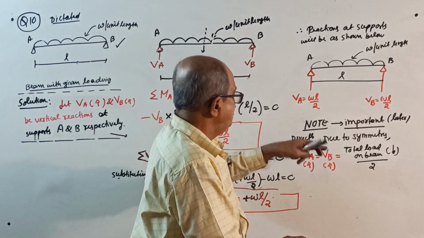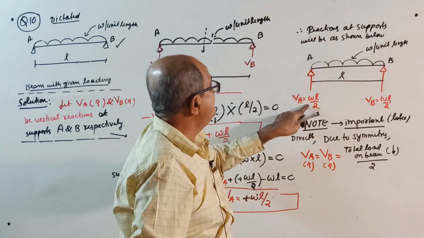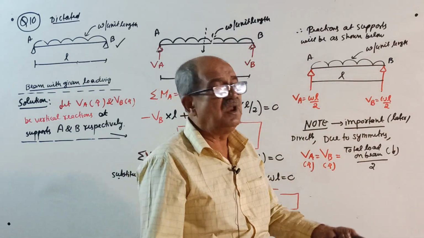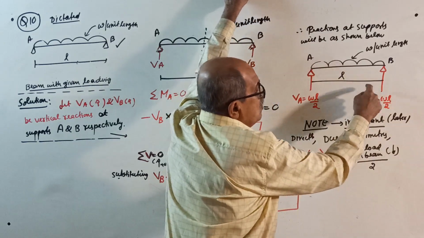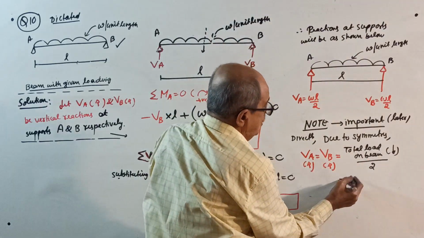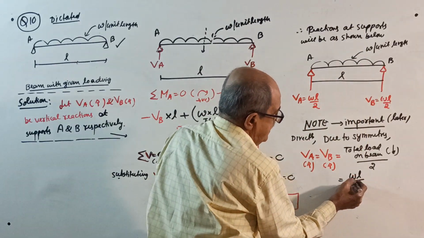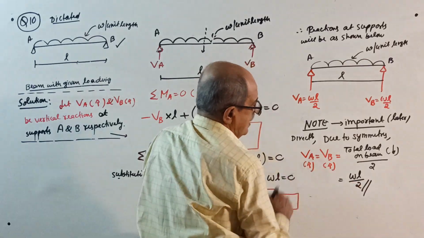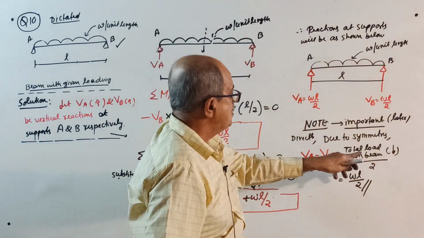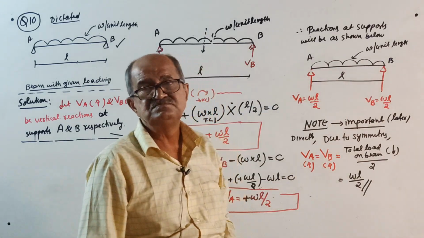Or see, this is reaction, this is action. Both reactions are equal. So this reaction plus this reaction equal to this one, both are equal. So this reaction equal to that reaction equal to whatever is the action divided by 2, equal to total load. W into L is the total load. WL divided by 2, over WL by 2. You can write total load is WL, and you can make out that each reaction is W into L divided by 2. See there? Same answer.